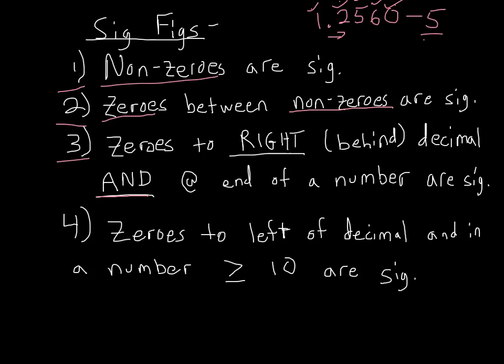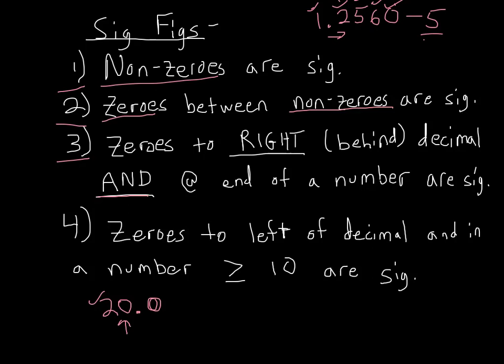Finally, rule number 4: zeros to the left of the decimal and in a number greater than 10 are significant. So if I have a number like 20.0, how many numbers are significant? Well, 2 is significant, yep, because it's non-zero. Look at my second number, my first 0. Zeros between non-zeros are significant. Is this 0 between two non-zeros? No, so it doesn't satisfy rule number 2. Number 3, zeros to the right. Is this number to the right of my decimal? No, it's not, so it doesn't satisfy rule number 3.